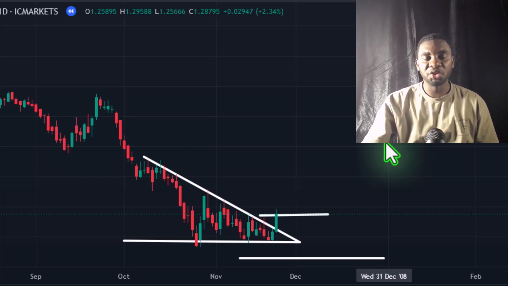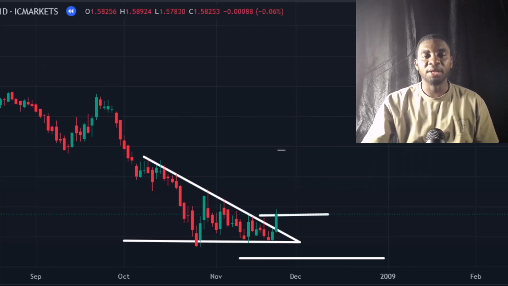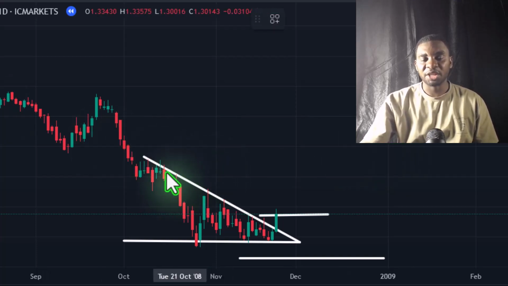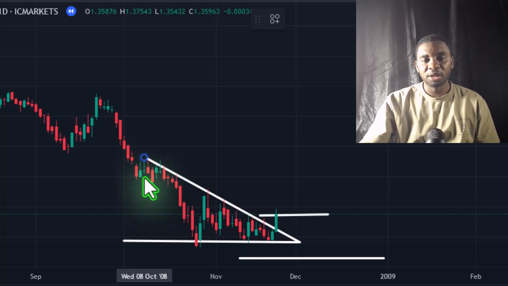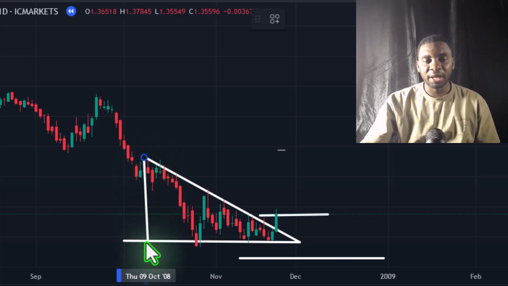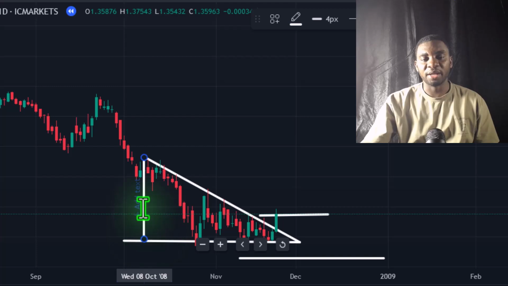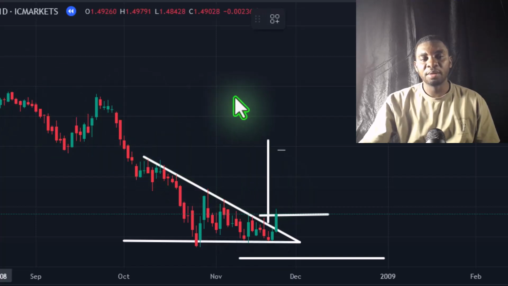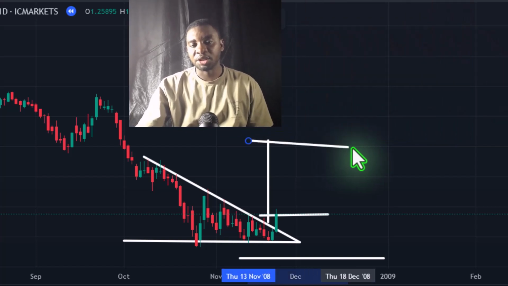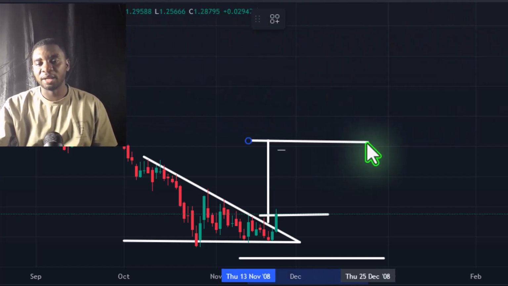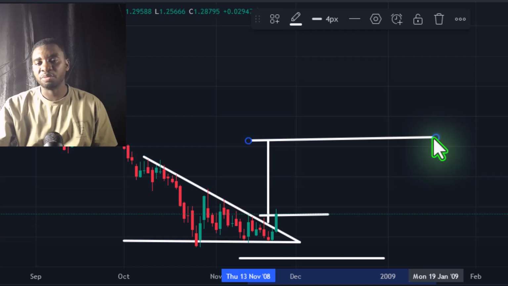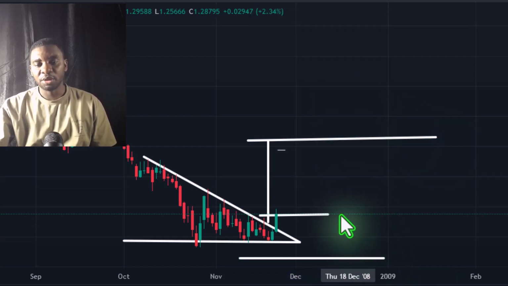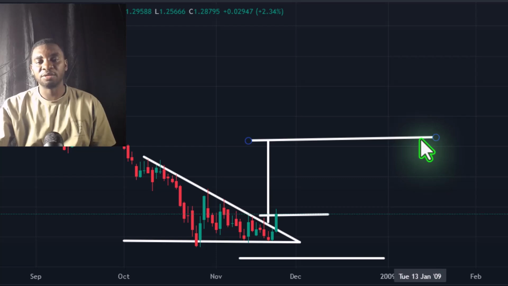So where should our take profit be? Just like in the case of the ascending triangle, we measure from this descending resistance line all the way down to this flat support line. Then we project it where the breakout occurred to determine our take profit, or our target level. So our target level will be just right here. Our stop loss here, entry here, and our target level here.